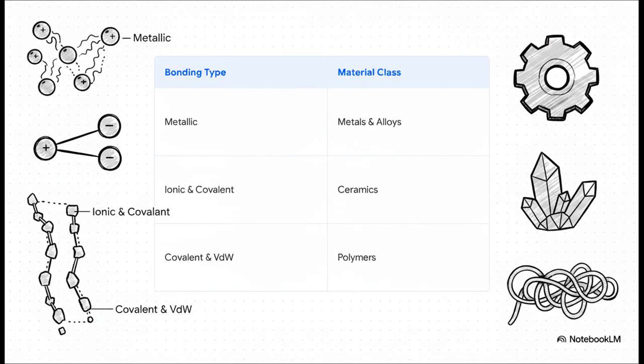But what's actually holding all these blocks together? Well, the atomic bonds. And this maps perfectly to the material classes you select for your projects. Metallic bonds, where freely wandering electrons form a sort of sea around the ions, give us our metals and alloys. Ionic and covalent bonds combined give us our hard, rigid ceramics, and a mix of covalent bonds and much weaker van der Waals forces gives us our flexible polymers. Simply put, the bond type dictates the material class.